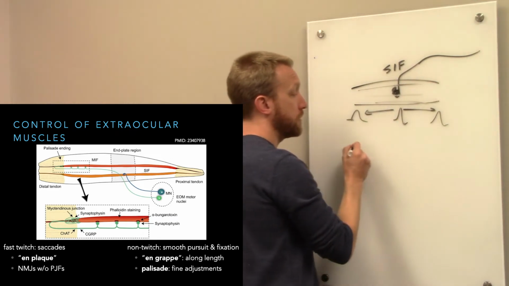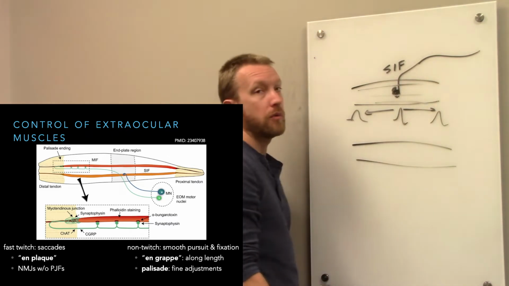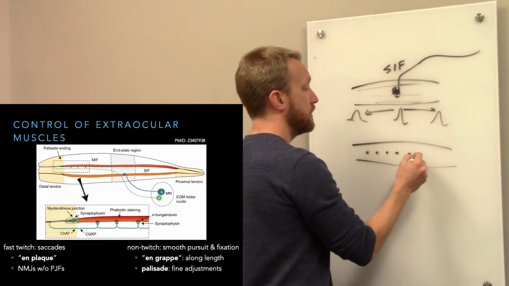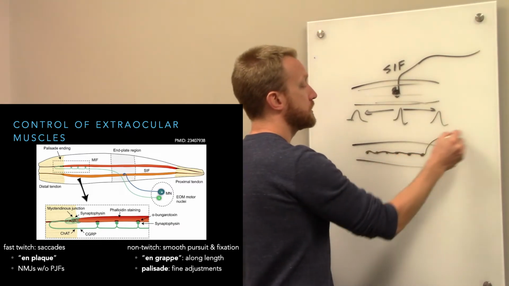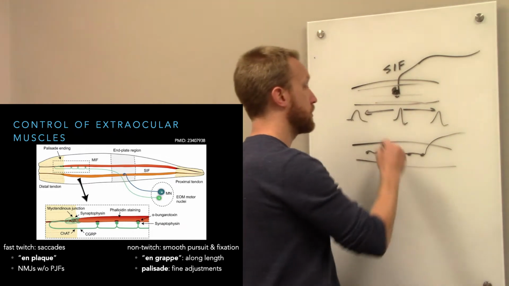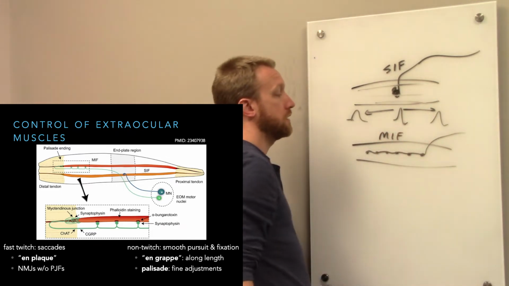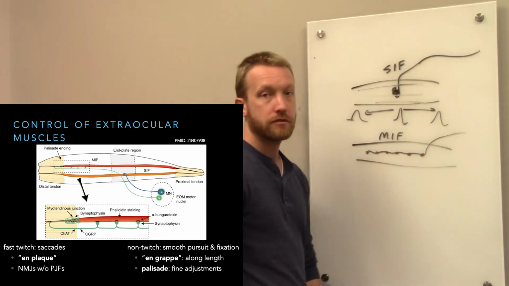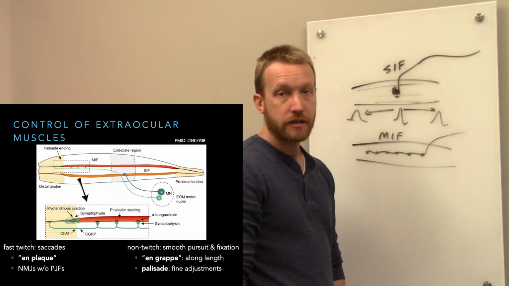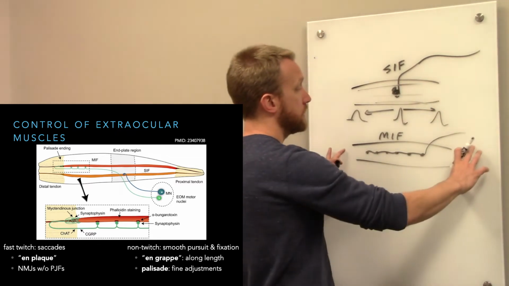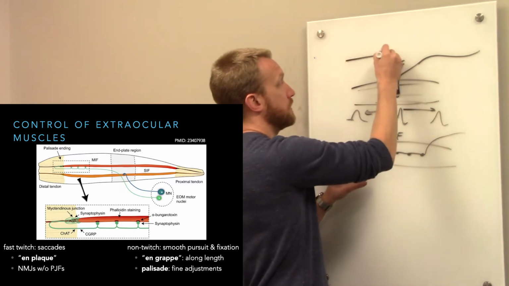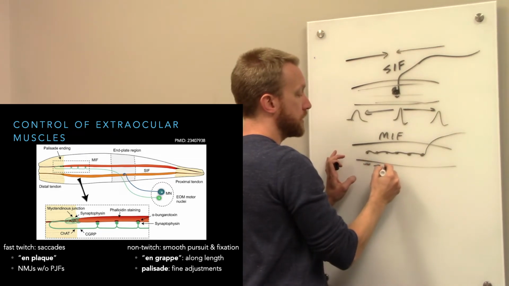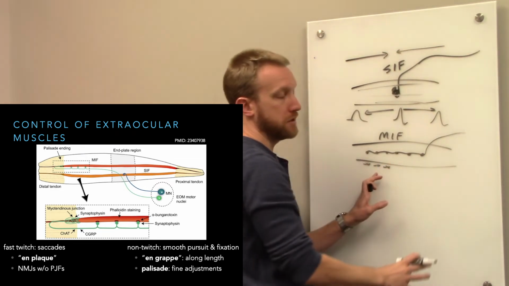The non-twitch fibers have what we call multiple innervation, en grappe, kind of like grapes on a vine. So innervation along multiple sites. These are also called multiply innervated fibers. We only get depolarization at the sites of the neuromuscular junction, and that depolarization spreads passively. So rather than the entire muscle contracting, as in our singly innervated fiber, here we'll get local contractions, so much finer adjustments.